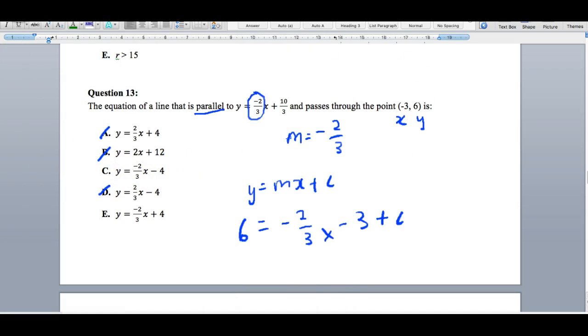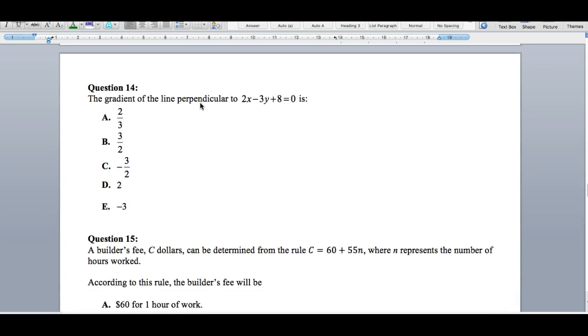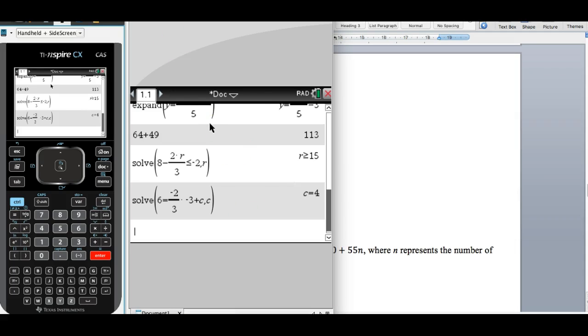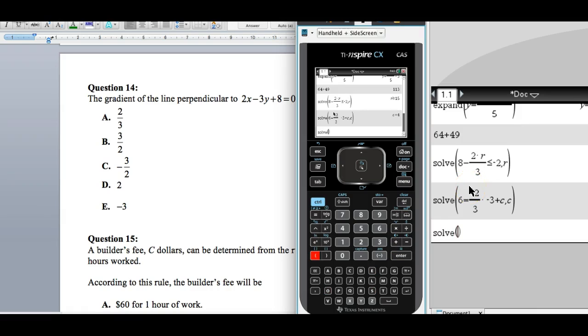Let's go back over here. Let's go to question 14, the gradient of the line perpendicular to. Now this is horrible because it's not in the form y equals mx plus c, but that's great because we can still use our calculator. Let's do solve. It's easy to get it into y equals mx plus c. You can do it by hand, but you have a calculator, so you can use it.